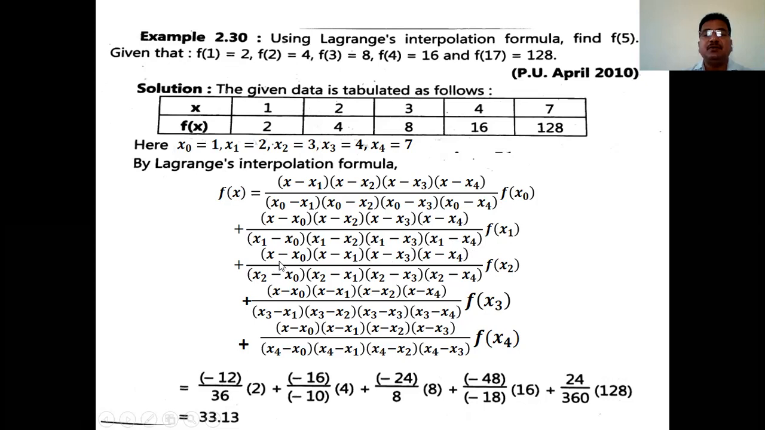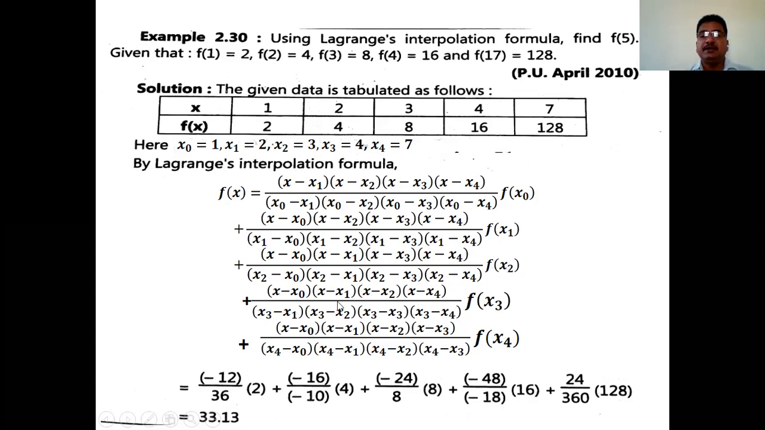Then the next term: the numerator does not contain the term x minus x2. What are the terms? x minus x0, x minus x1, x minus x3, x minus x4, divided by x2 minus x0, x2 minus x1, x2 minus x3, x2 minus x4. Just replace x by x2, into f of x2.